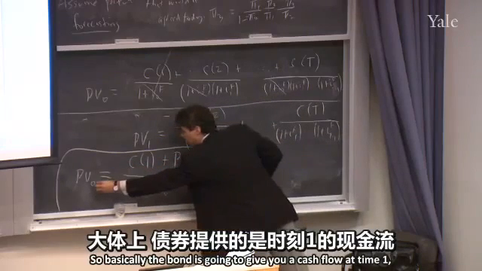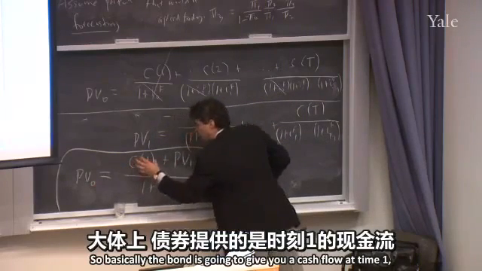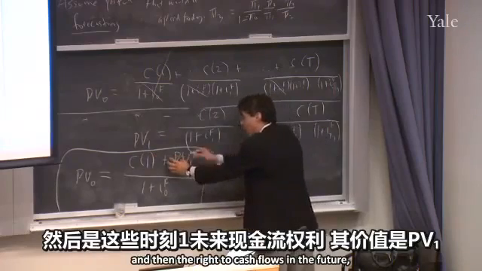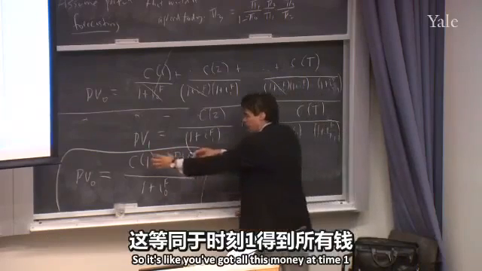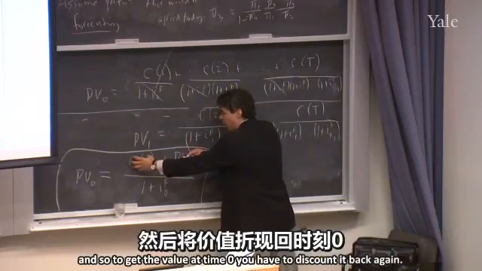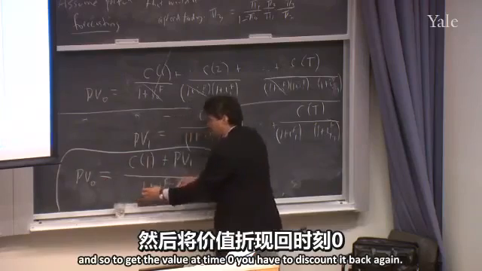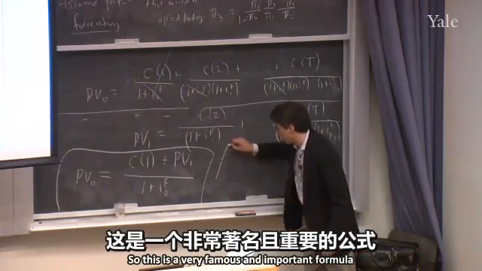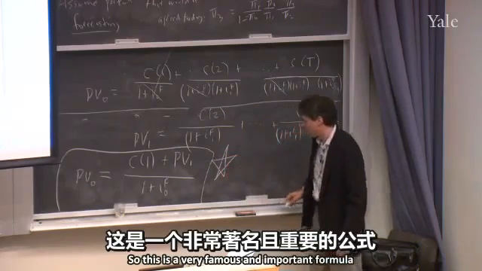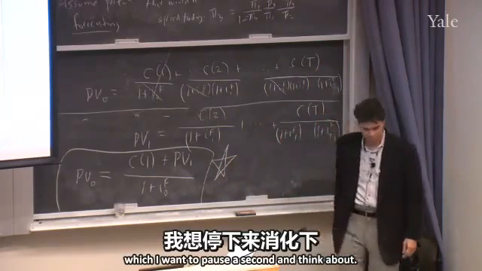So basically the bond is going to give you a cash flow at time 1 and then the right to cash flows in the future. But this right to cash flows in the future at time 1 is worth PV1. So it's like you've got all this money at time 1, and so to get the value at time 0 you have to discount it back again. Okay, so this is a very famous and important formula which I want to pause a second and think about.